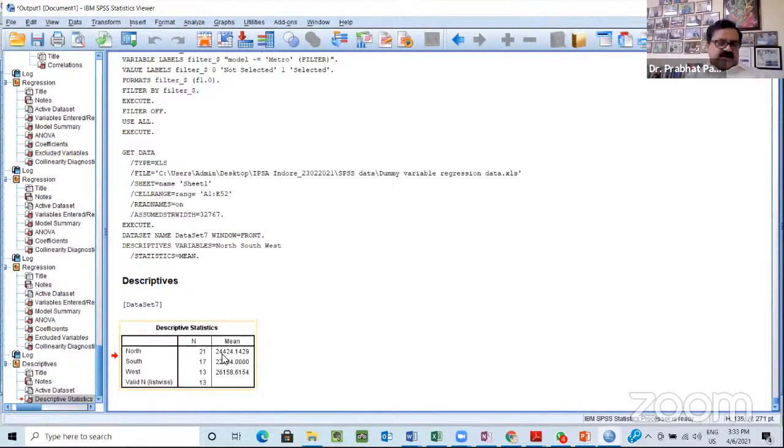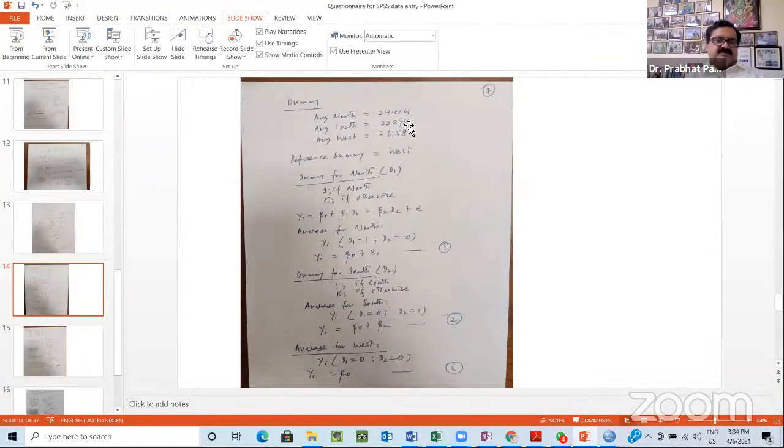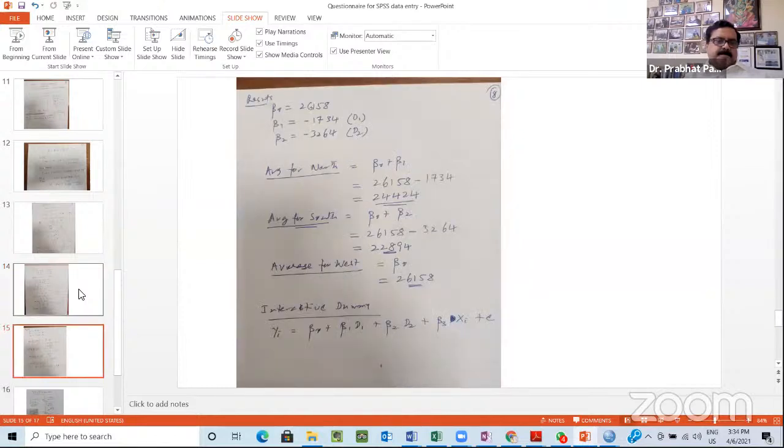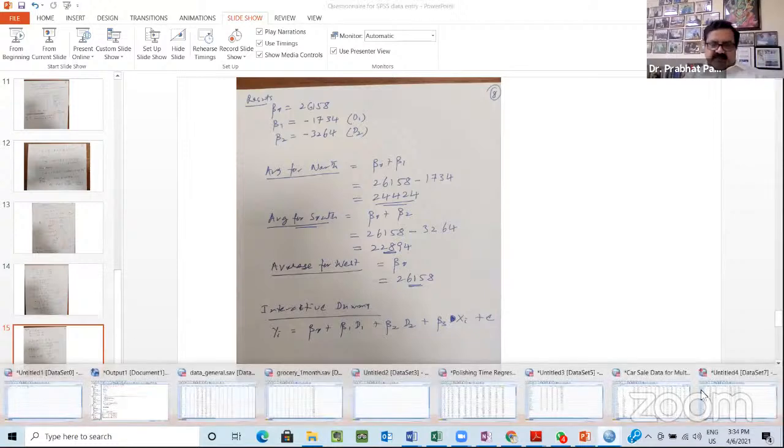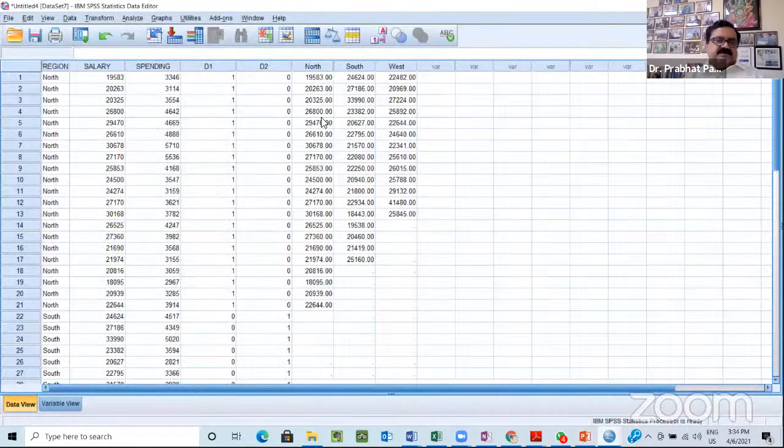24,424, 22,894, and 26,158. So if you can see here, this is what has been reproduced over here. So I've just noted down all the salaries in front of you, right? So I'm going to go back again and calculate the regression. So have you understood the process of formulating the dummy so that I can go and calculate the regression?